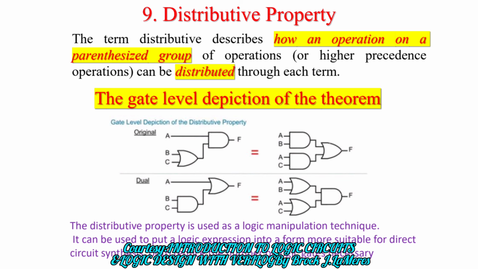The distributive property can be used as a logic minimization technique. It can be used to put a logic expression into a form more suitable to direct circuit synthesis or to reduce the number of logic gates necessary.